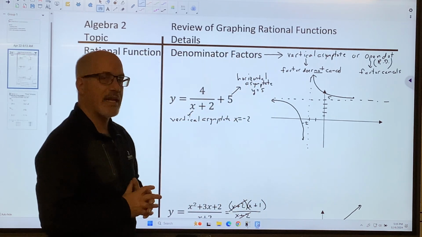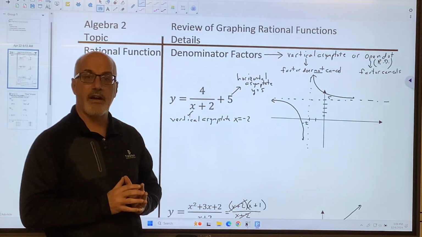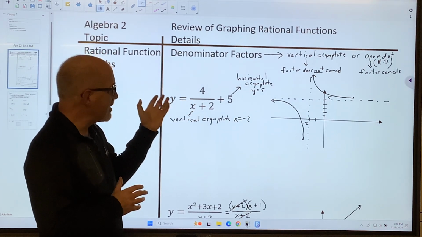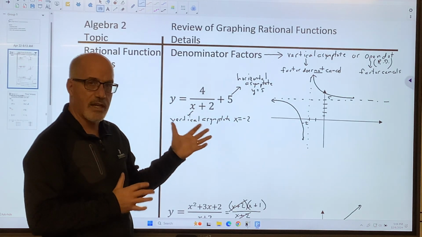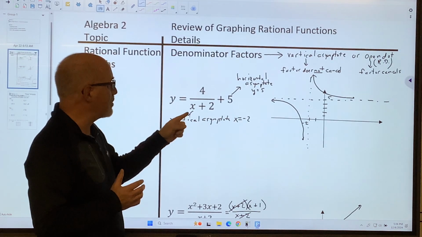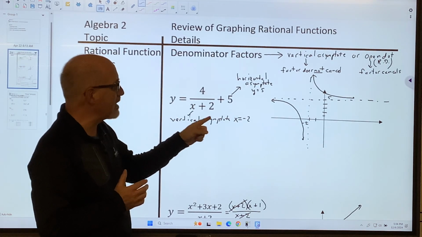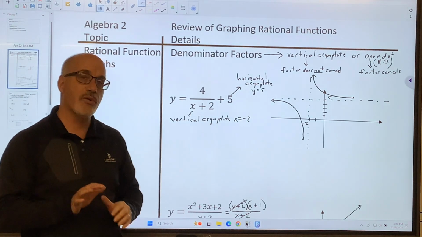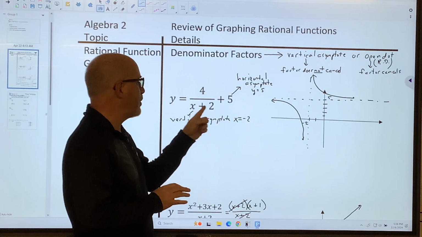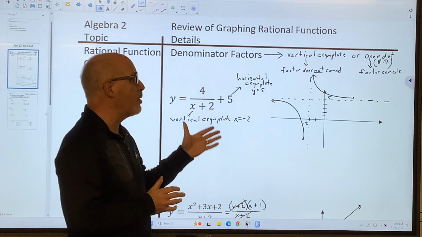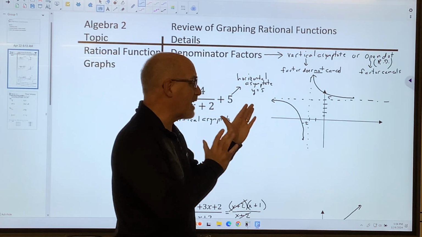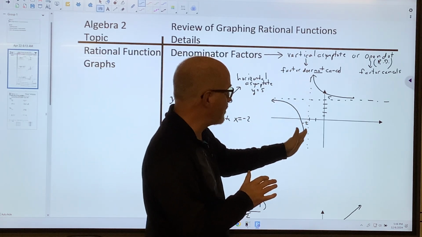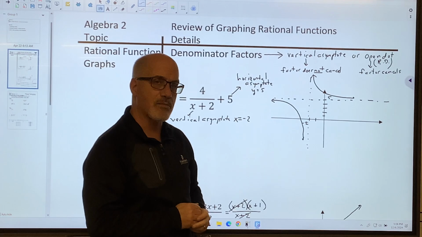This is a form we might have for a rational function, where we have 4 over x plus 2, plus 5. This denominator doesn't reduce with anything, and since it doesn't reduce, we're going to have a vertical asymptote where that would equal 0, because remember, you can't have 0 in the denominator of a fraction. So if you put in -2, -2 plus 2 would be 0, so that's not allowed for a graph. So at x equals -2, we're going to have a vertical asymptote.